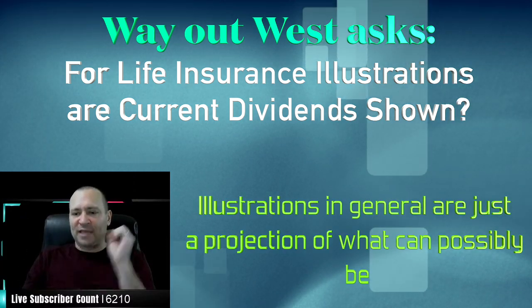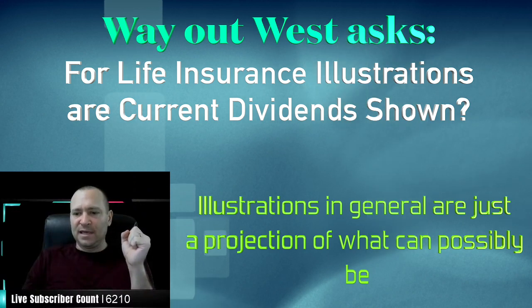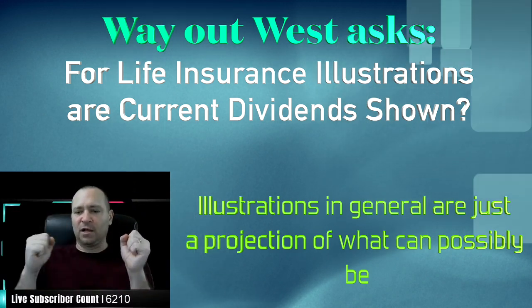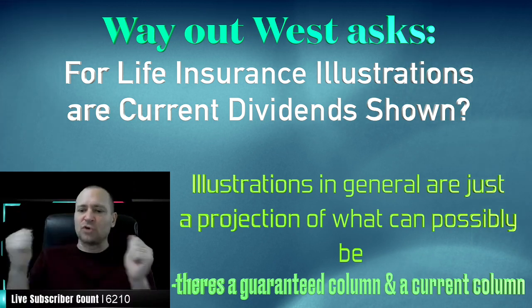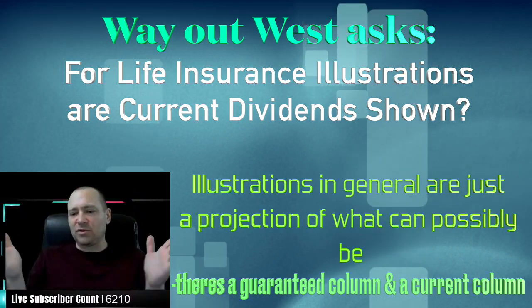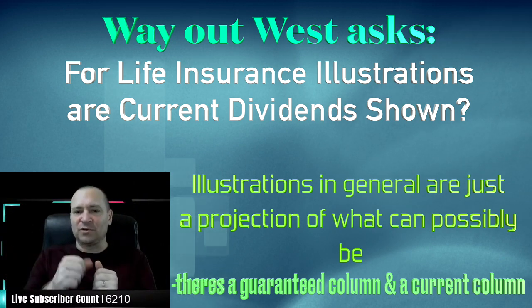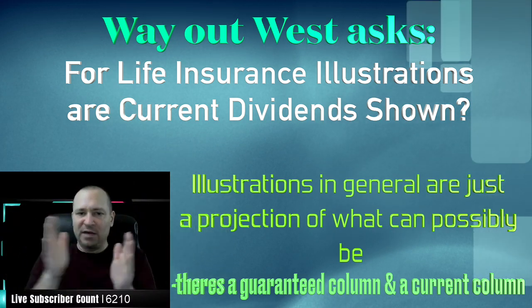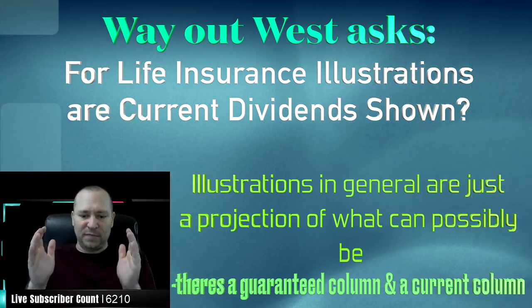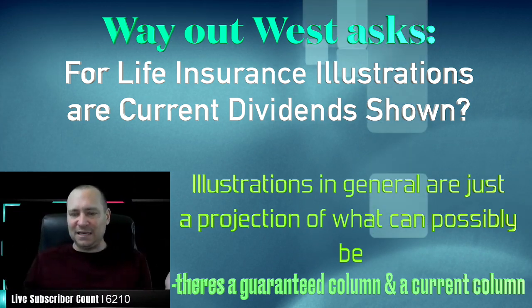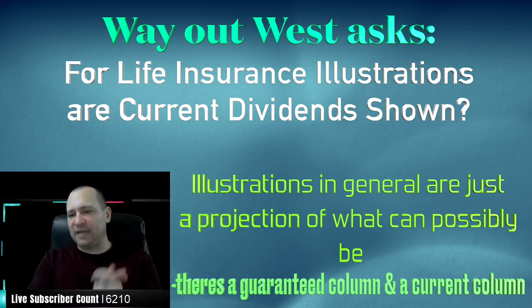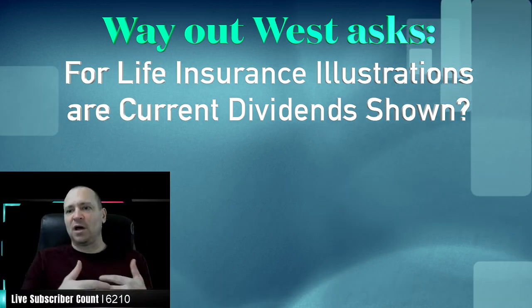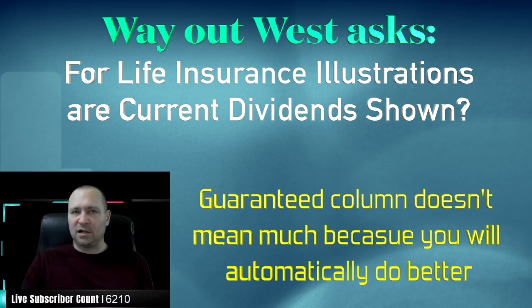The illustrations have a guaranteed column and they have a current column. They have an alternative column too, which shows all three. So all three get represented. The alternative, though, is just like the exact middle in between the current and the guaranteed columns. It doesn't really mean anything. The guaranteed column doesn't really mean much of anything because we're going to automatically do better than the guaranteed column.